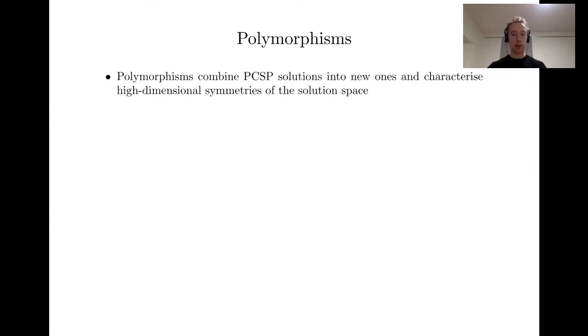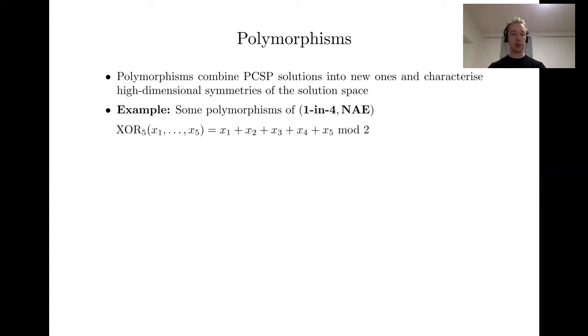Polymorphisms combine PCSP solutions into new ones and characterize the high-dimensional symmetries of the PCSP solution space. To illustrate the concept, we'll give some examples of polymorphisms of the template 1 in 4, NAE, which from before we know to be a tractable template. The XOR function of arity 5 is a polymorphism of this template. This function takes the sum of its inputs and returns the value mod 2.